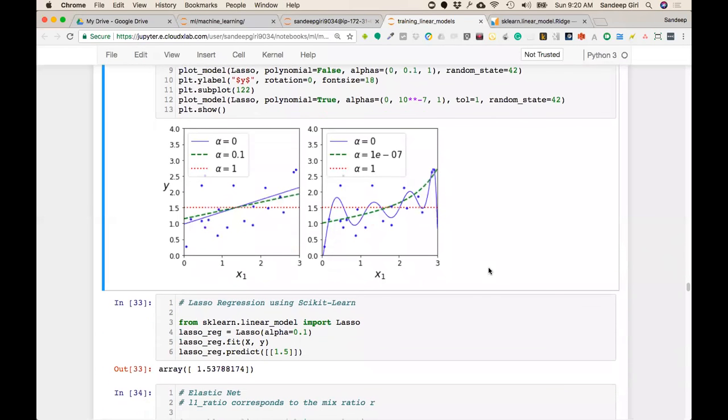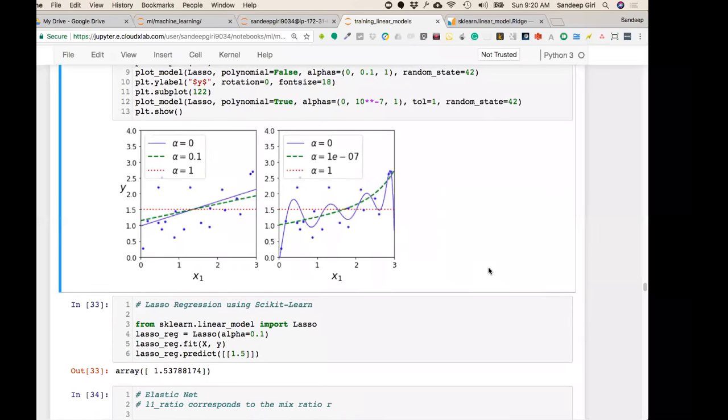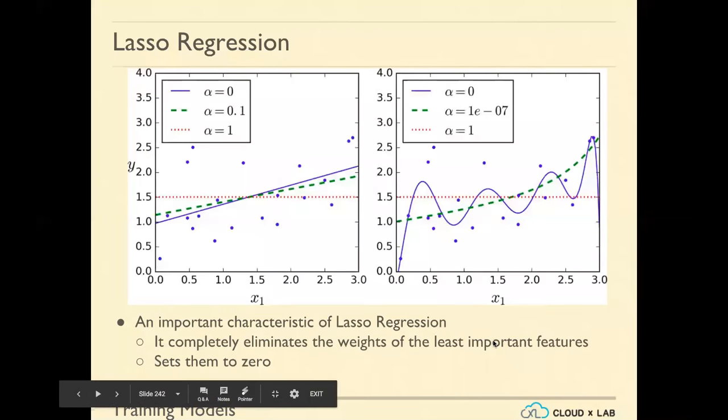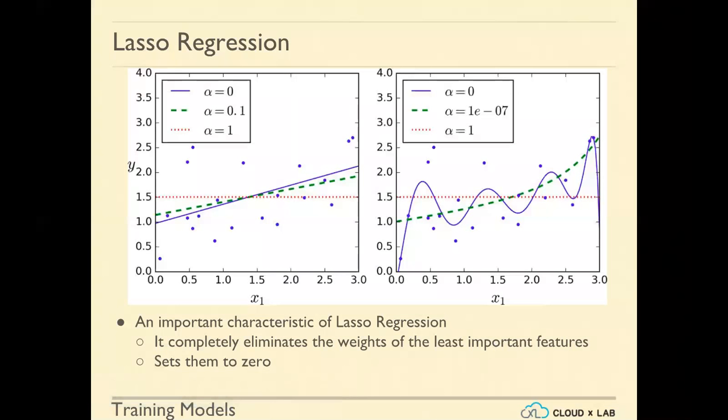All right, so what are our observations? This left one is the plain linear regression, while the right one is the polynomial. An important characteristic you will notice in the case of Lasso regression is that it completely eliminates the weights of the least important features. It sets them to 0. Kamal, you remember the discussion we had? Basically, Lasso is the one that removes the unnecessary noise.